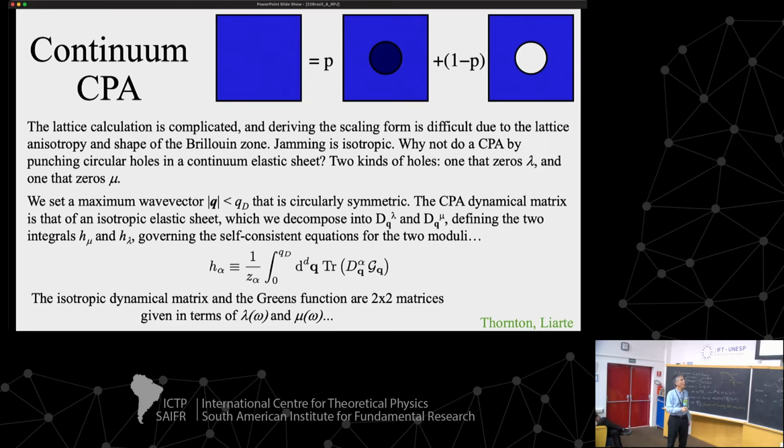So this is a formula in terms of frequency-dependent lambda and frequency-dependent mu. You take these two by 2 matrices, multiply them together, and then take their trace, and then this d cubed q becomes q to the d minus 1 times some sphere factor, and so on. And you can do the integral. There are 2 h's, and I haven't told you how to decompose it into lambda and mu pieces, but Stephen can tell you if you're interested.